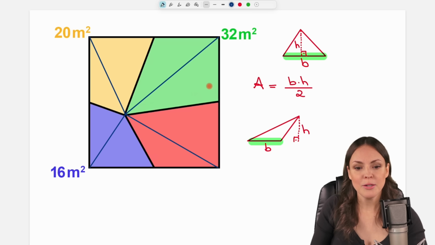But let's see what we have here. Maybe we start with this triangle.